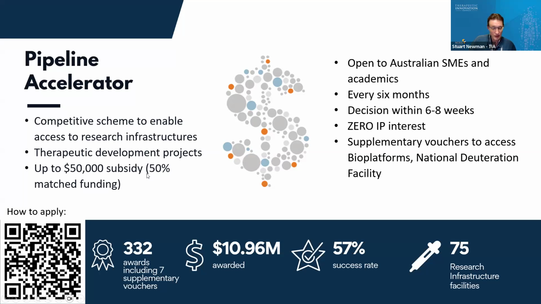We say up to 50,000. If, for example, you get a quote from one of our facilities and the quoted cost is, say, 70,000, then we would support $35,000 of that, and you would need to find the other 35,000. That's what we mean by the 50% matched funding.